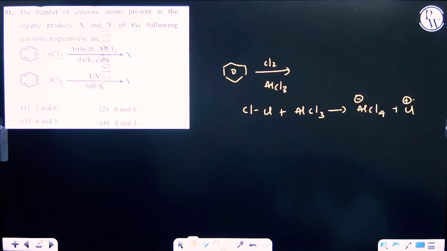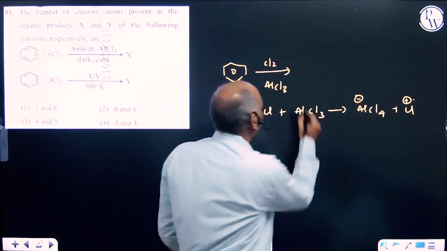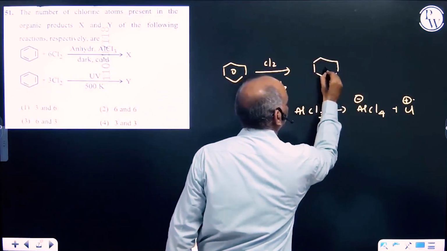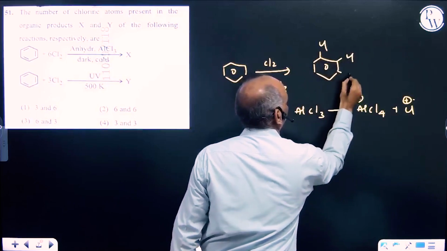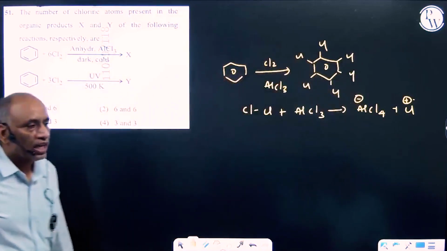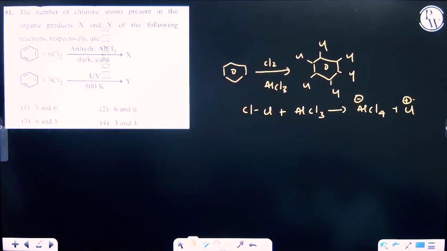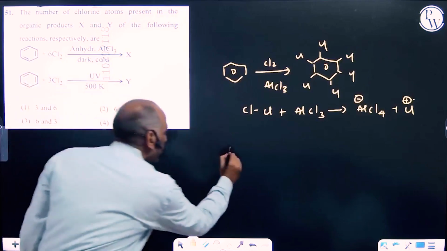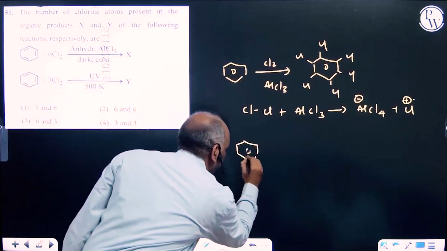So when excess chlorine is there, you will get a hexachloro compound. All chlorines will get substituted. You will get hexachlorobenzene. If at all it is chlorine in presence of UV light, or you can use the word hν, sunlight, what will happen is this.